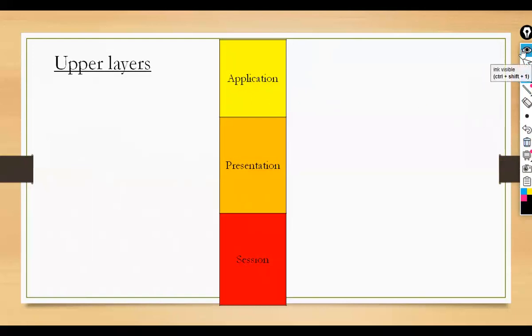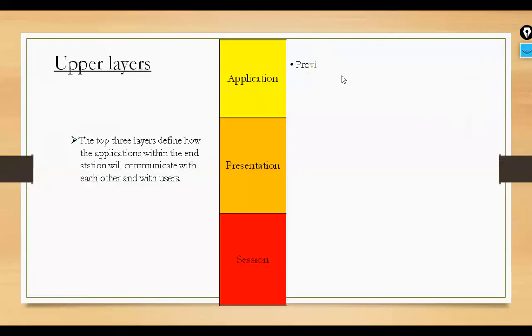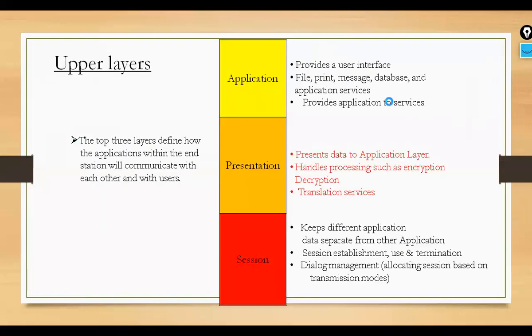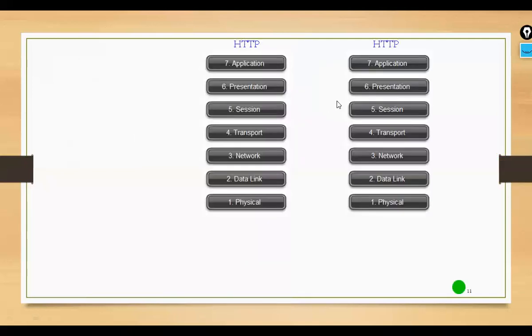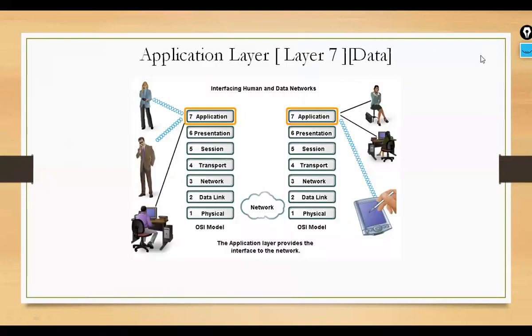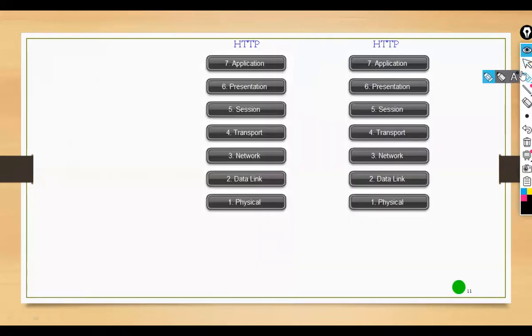Now, we'll first come to the upper layers. Just give me a moment. So first is the application layer. So for the application layer, you can say, if you have a computer, and we are the users.